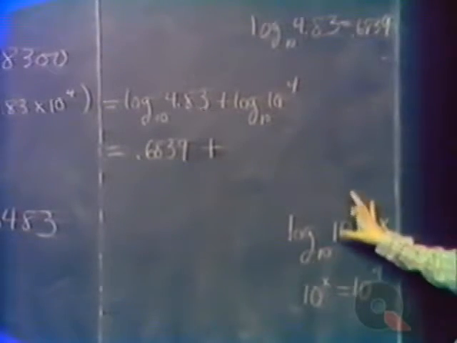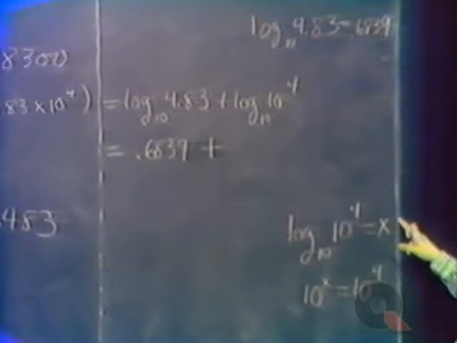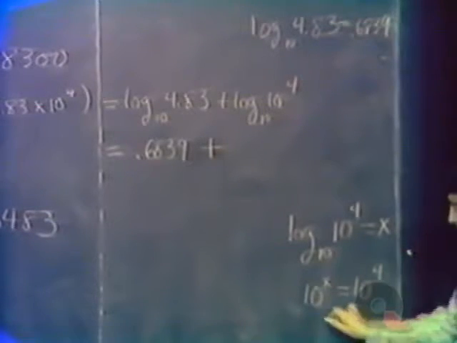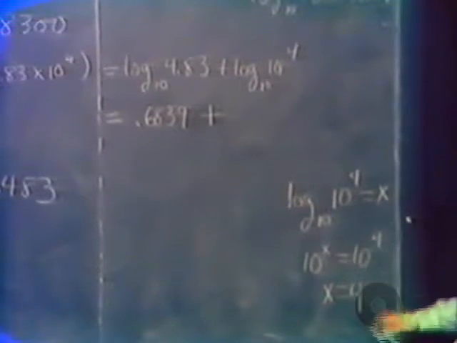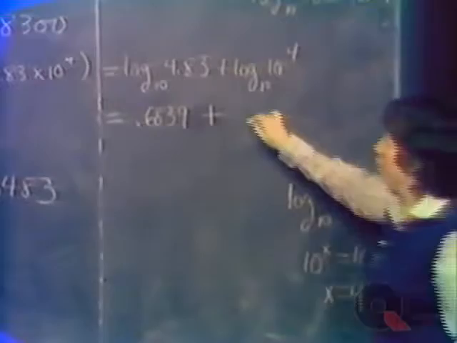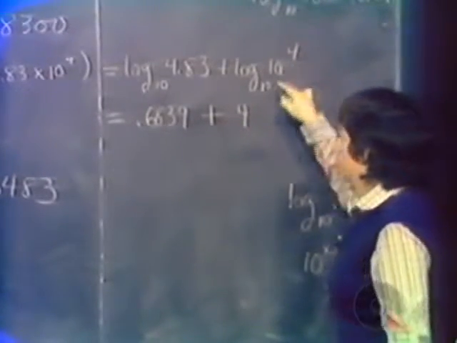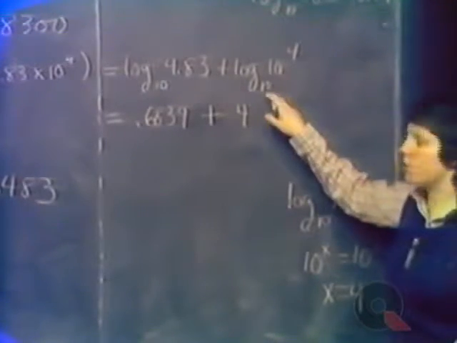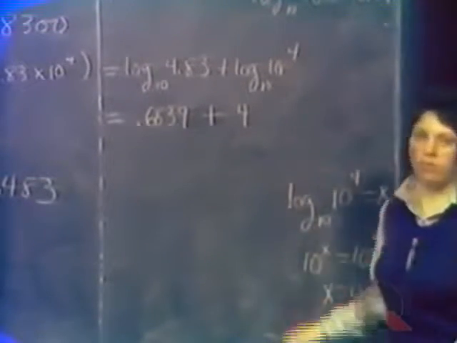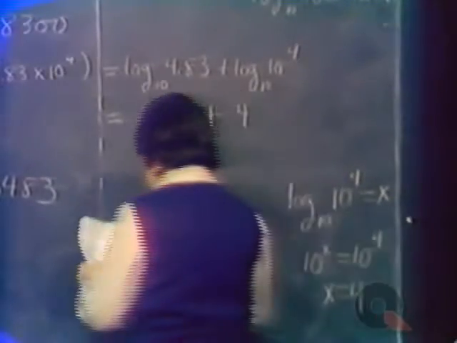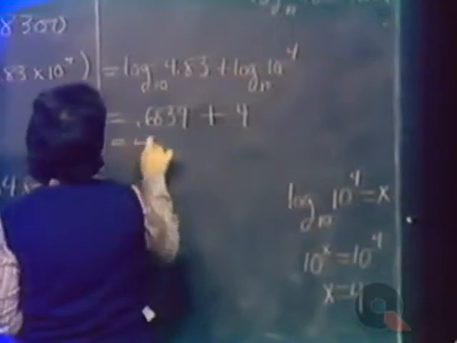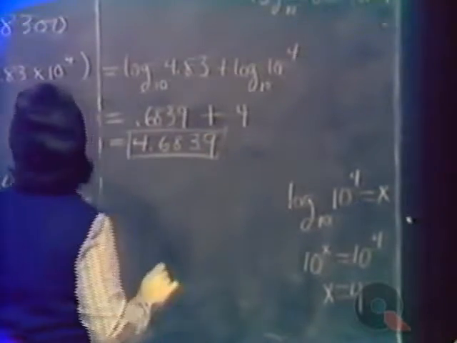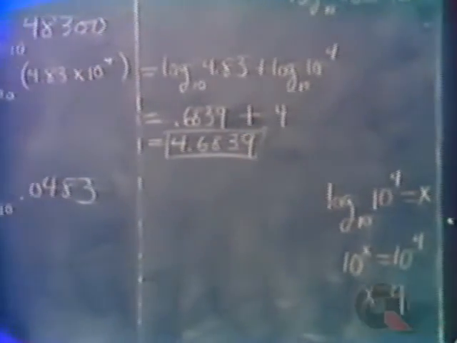The log of this number to the base 10 is x, the power that you'd have to raise 10 to get the number. But 10 to the x is equal to 10 to the 4th, so x must be 4. And actually, these problems are usually done in your head. You'd simply say the log of 10 to the 4th to the base 10 is just the exponent 4. The logic being that 4 is the power that you'd have to raise 10 to get 10 to the 4th. So we get, as our final answer, 4.6839 for the log of 48,300.